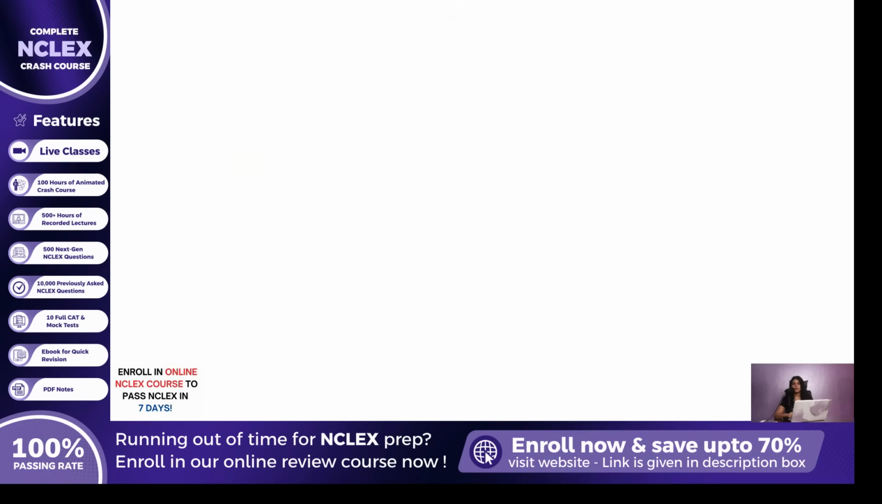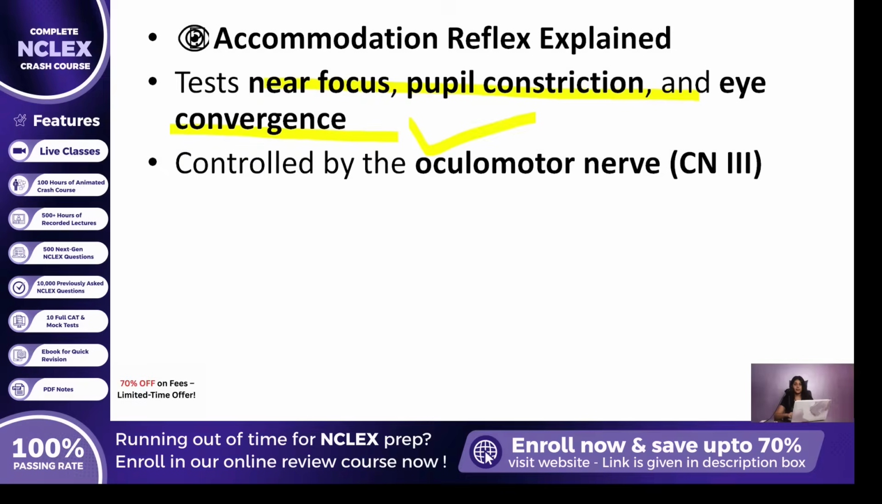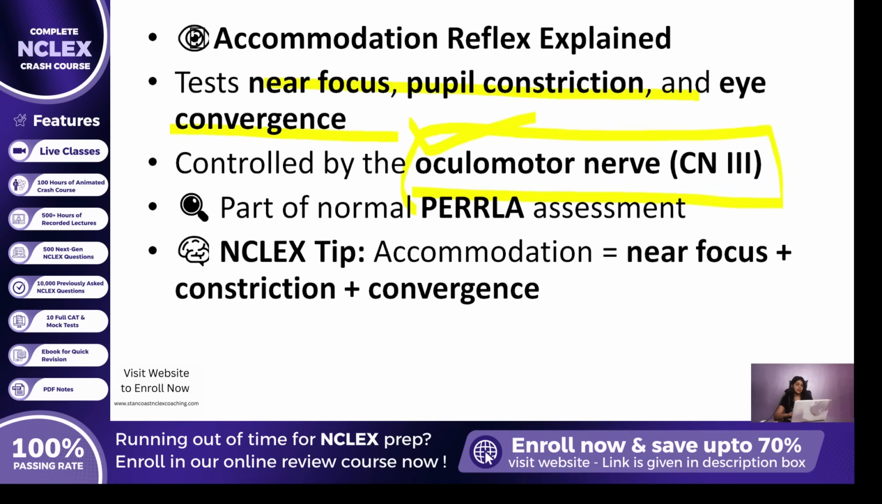This tests the accommodation reflex, which evaluates the eye's ability to adjust focus, involving pupil constriction and convergence as the eyes shift from far to near vision, controlled by the oculomotor nerve. NCLEX tip: accommodation equals near focus plus pupil constriction plus eye convergence, a key part of documenting normal PERRLA.